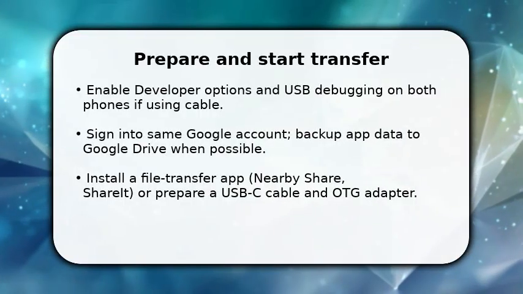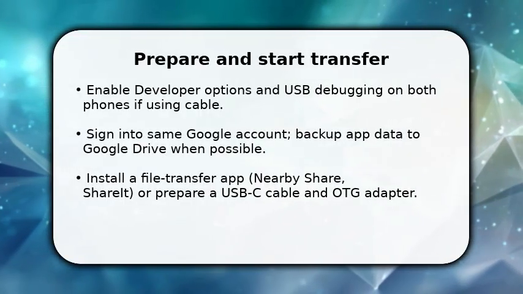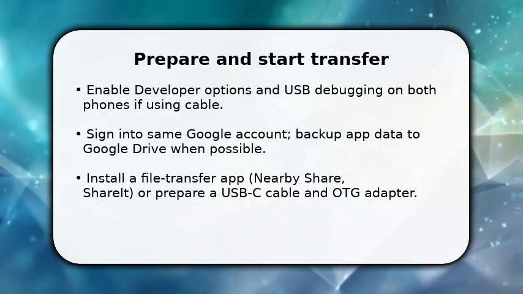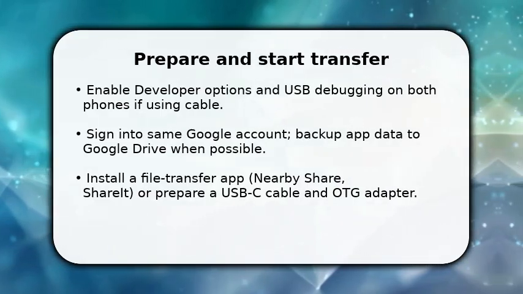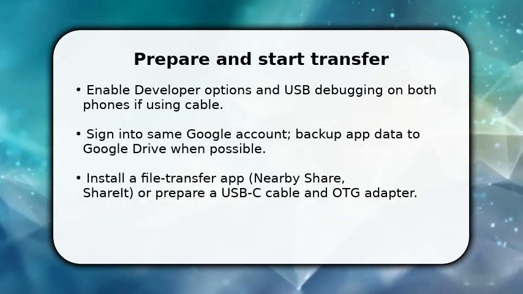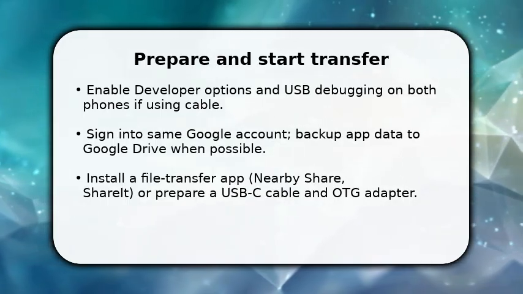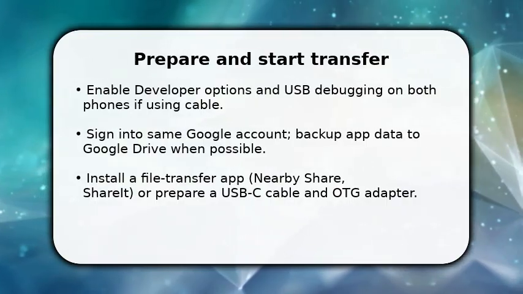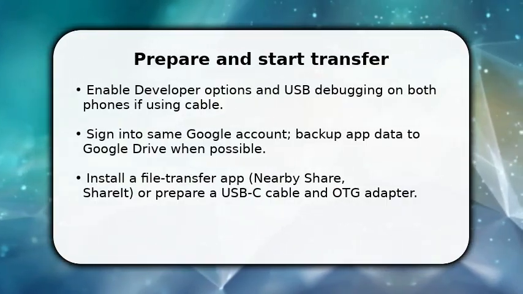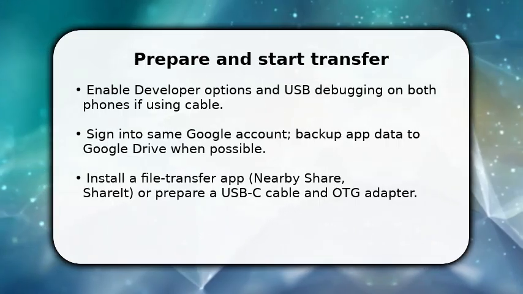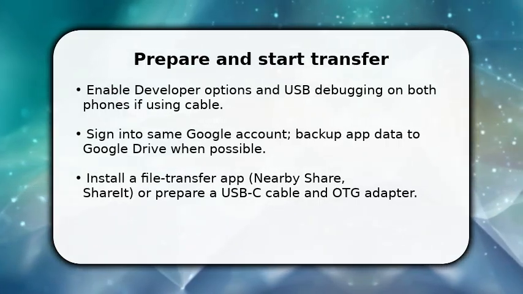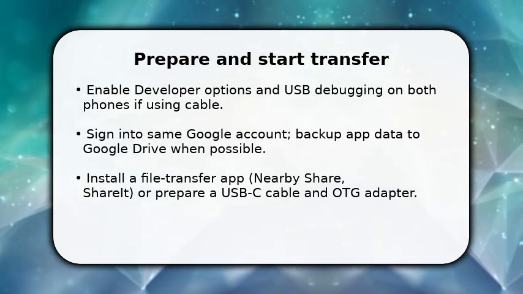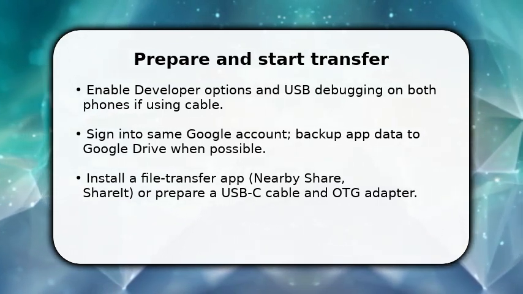You begin by preparing both Android devices for action. Enable developer options and USB debugging if you plan a cable transfer, and sign into the same Google account for backups. Once done, backup app data to Google Drive where supported, because that preserves settings. Next, choose your method: Nearby Share for one-touch wireless, a transfer app like Share It for large APKs, or Cable plus OTG when speed matters. This reduces failures and speeds the next steps.